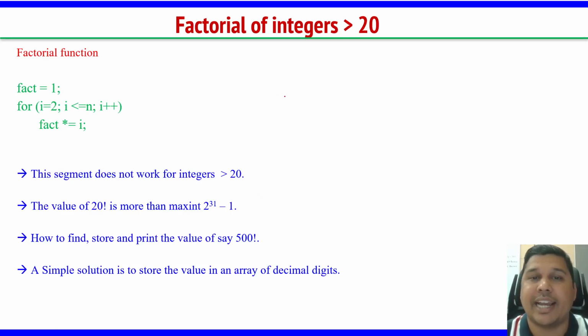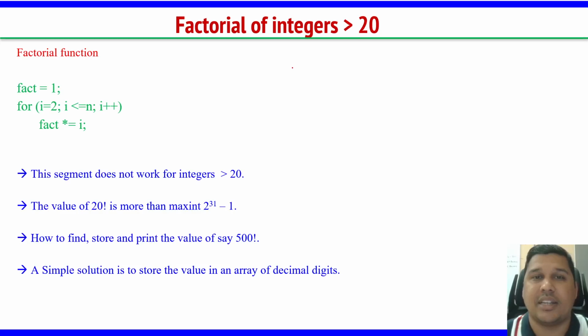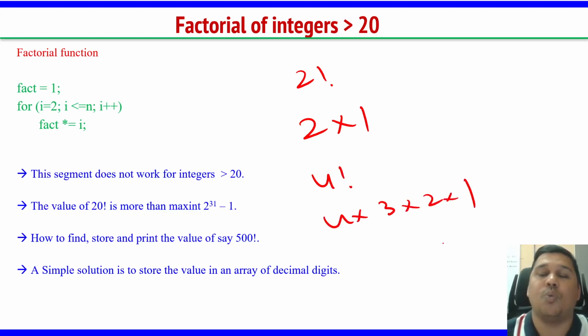For this, we take help of the concept of arrays. We will try to store the value in an array. Using an array, we will find the factorial of any given number. You give any number, we can find its factorial, irrespective of the data type. By storing the result in an array, see, what is the meaning of 2 factorial? It means 2 into 1. What is 4 factorial? 4 into 3 into 2 into 1, right?